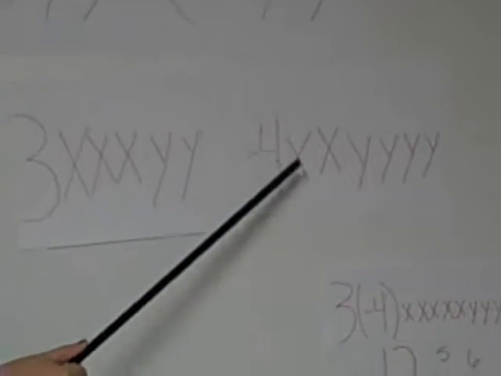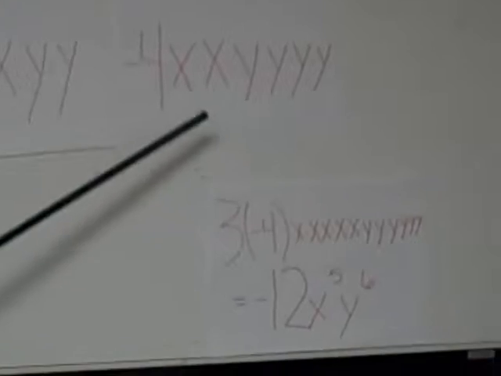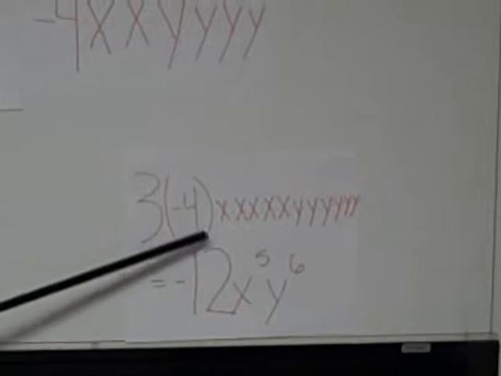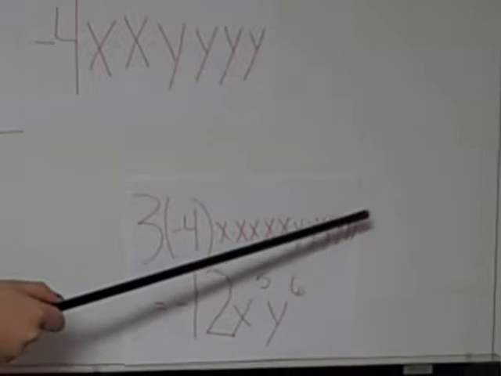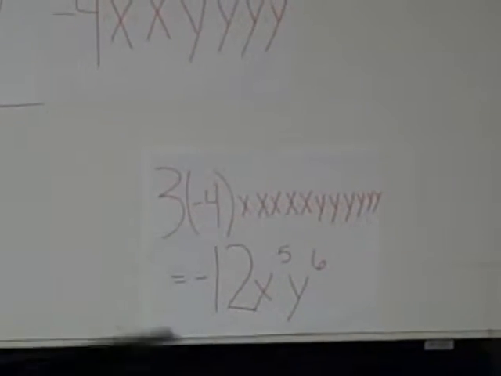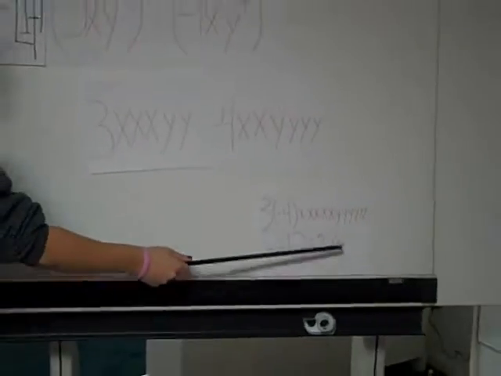So you have 3 times x times x times x times y. You do the same thing for this half of the equation. You have negative 4 times x times y times y times y times y. Next, you put what's like together. So you have 3 times negative 4 times x five times and y six times. Pull it all together, you have negative 12x to the 5th y to the 6th.